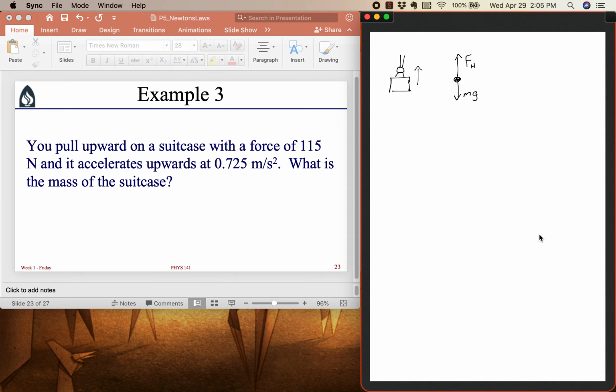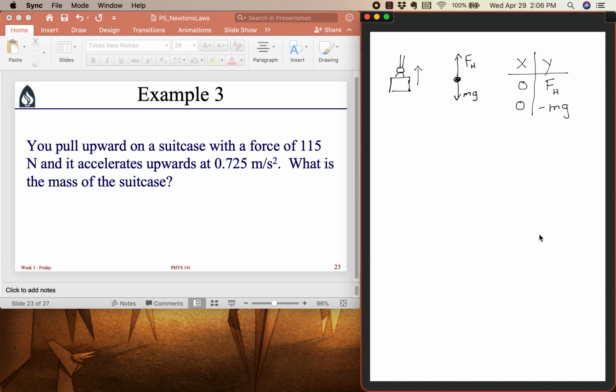Then next we split the forces up into x and y components. In this case, that's really simple because all of the forces are in the y direction. So the force of the hand has no x component. It's just going upward in the y direction. And the weight likewise has no component in the x direction. It's going downward in the negative y direction.